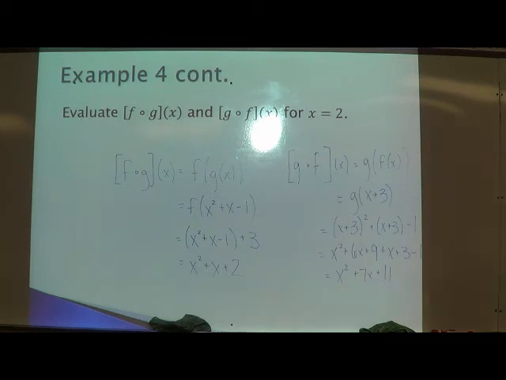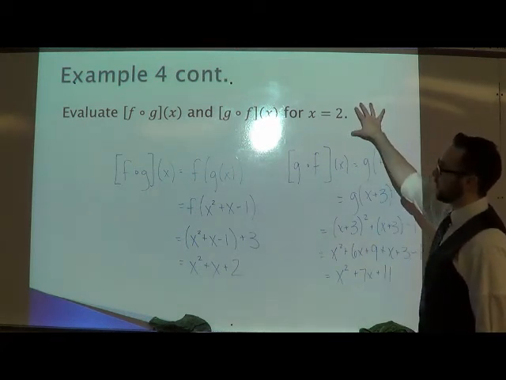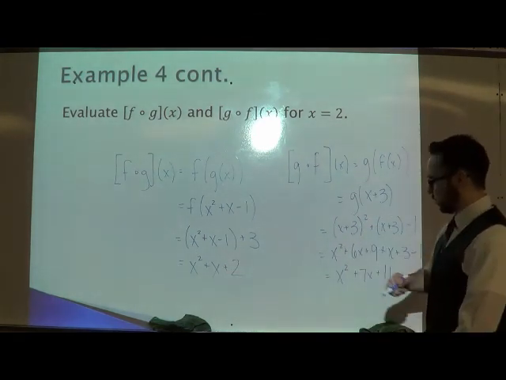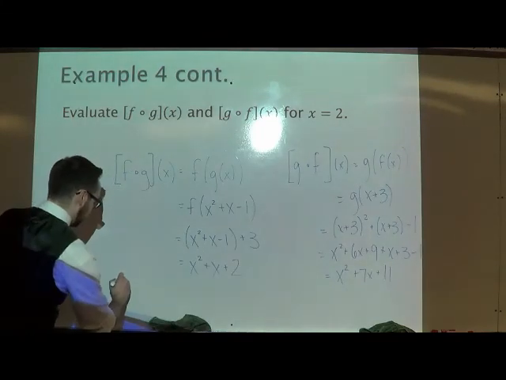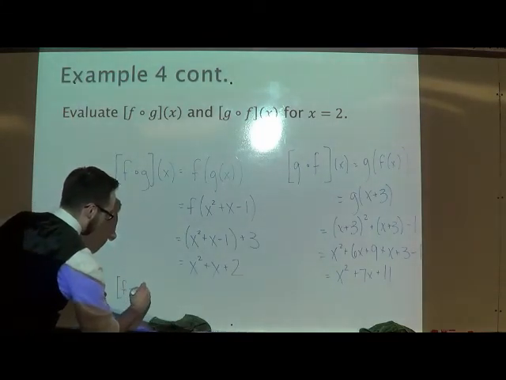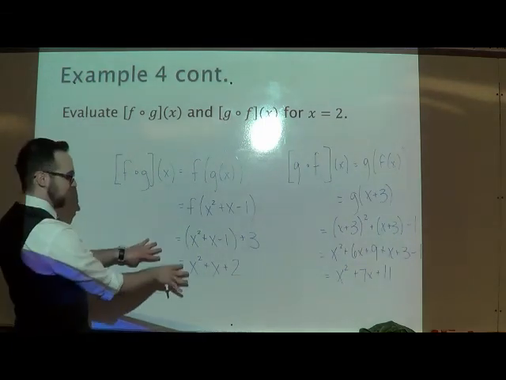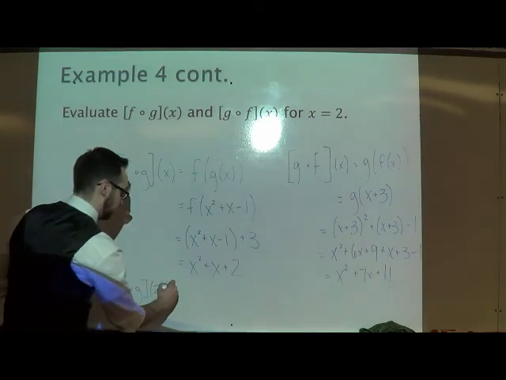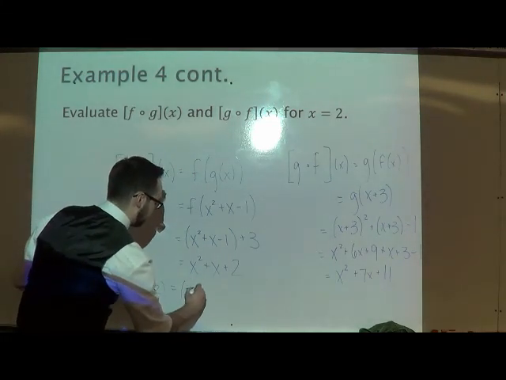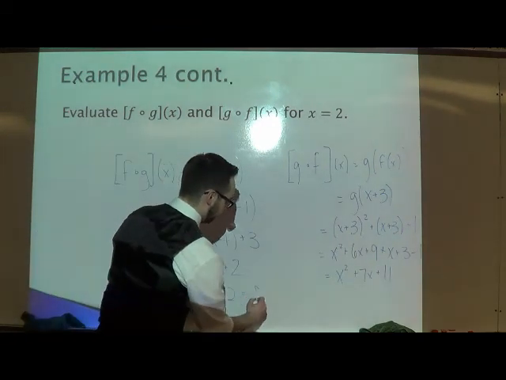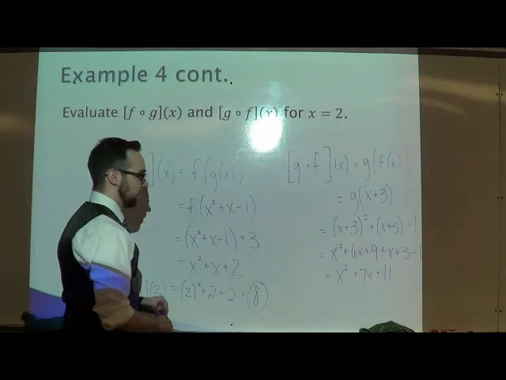Now, I'm going to leave this up here for a second because all they're asking us is to evaluate each of those for x equals 2. What that means is they just want you to plug in 2 for each of these answers. So for this one, you would write f of g of 2. If you see it written this way, that means find this and then plug in 2. So when I plug in 2, we're going to get 2 squared plus 2 plus 2. 4 plus 2 is 6 plus 2 is 8.